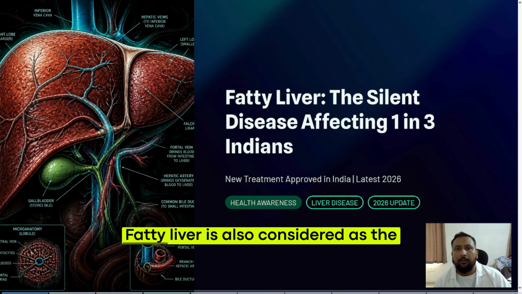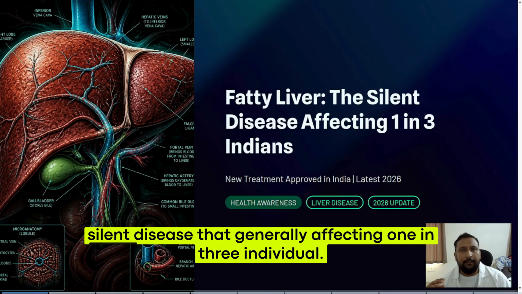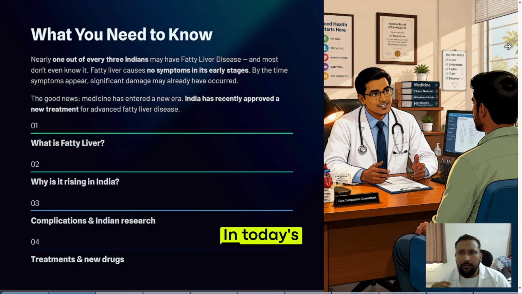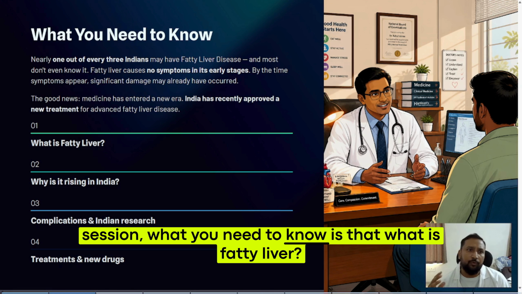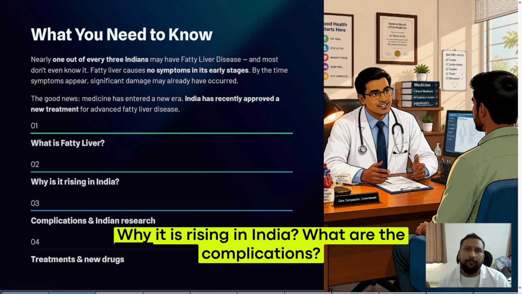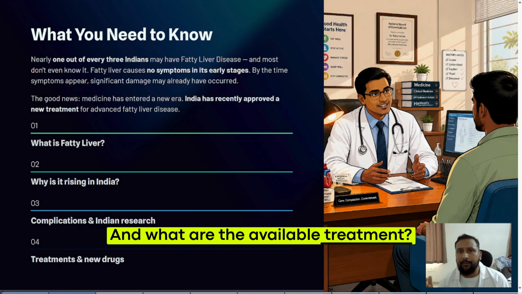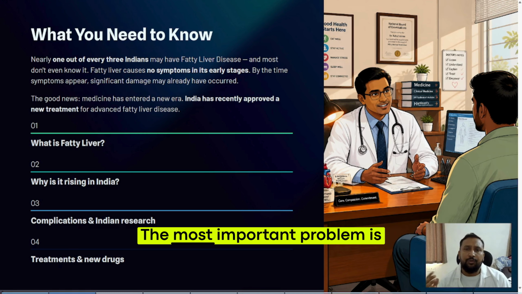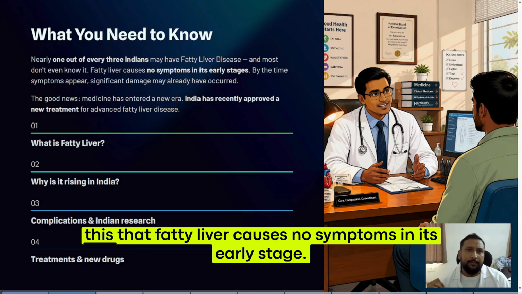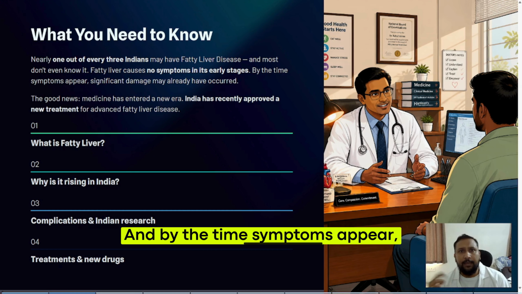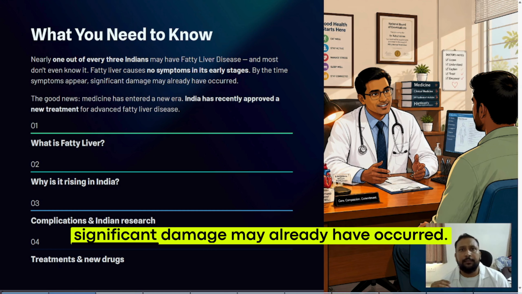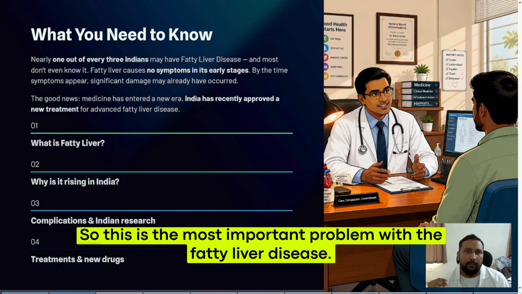Fatty liver disease is also considered a silent disease that generally affects 1 in 3 individuals. In today's session, what you need to know is what fatty liver is, why it is rising in India, what the complications are, and what treatments are available. The most important problem is that fatty liver causes no symptoms in its early stage, and by the time symptoms appear, significant damage may already have occurred. So this is the most important problem with fatty liver disease.